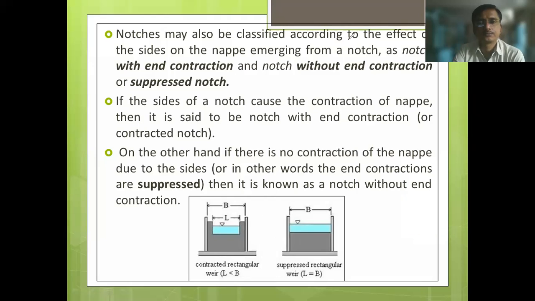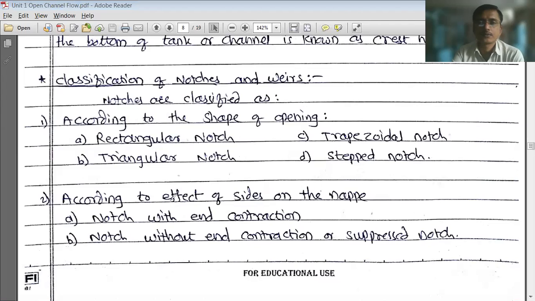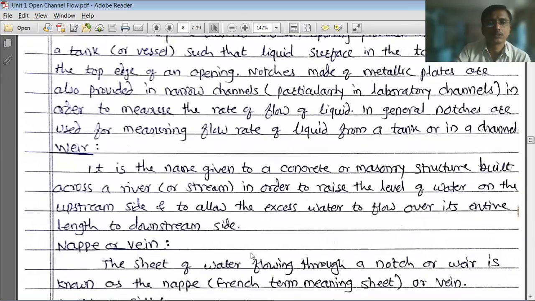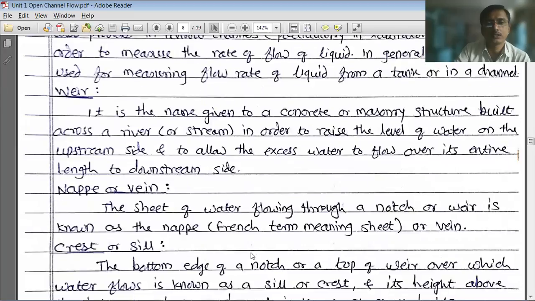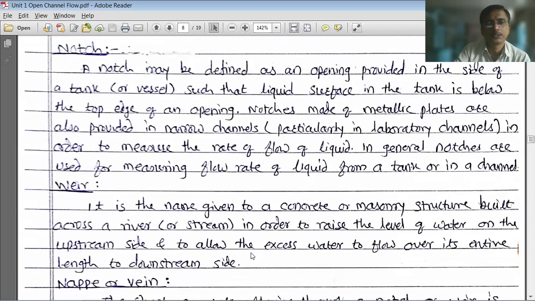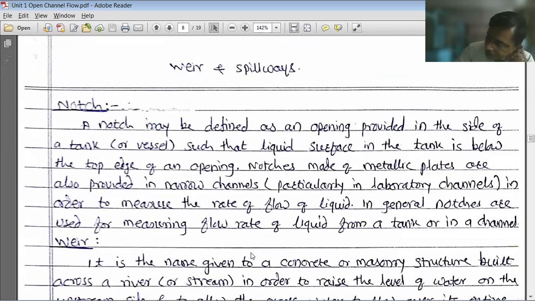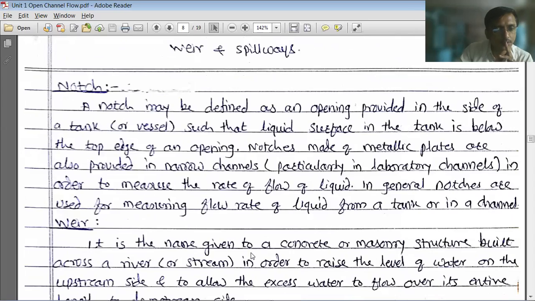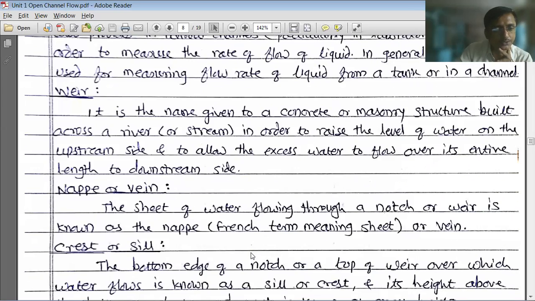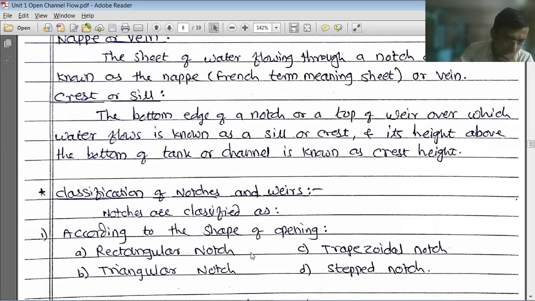You can note it down in your notebook. You don't need to write all the definitions, at least write the classification or write the title first. The definitions we have seen, notch, weir, then nappe, crest, and then write the title: classification of notches and weirs.